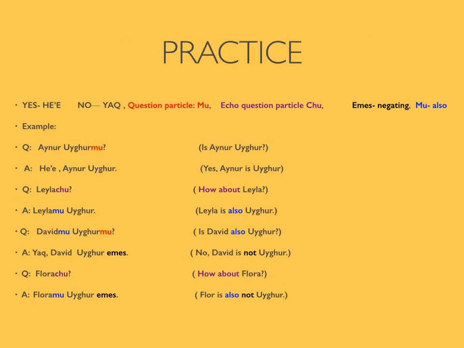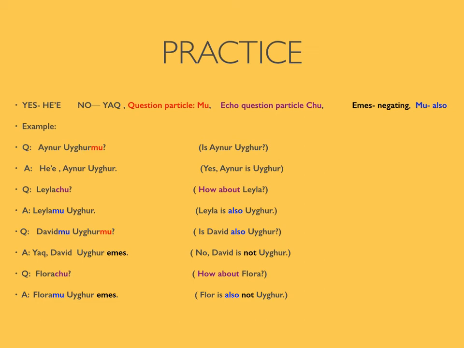Let's see this first example. The question said, Aynur Uyghur mu? Is Aynur Uyghur? And then the answer, ha'a, Aynur Uyghur. Aynur is Uyghur. So you see here, A, B, mu, right? Aynur Uyghur mu. Question particle. Then the answer is yes, A, B. So you just declare Aynur is Uyghur. So declarative form, A, B. And then you put two nouns together, Aynur and Uyghur. So it means Aynur is Uyghur. So A is B.